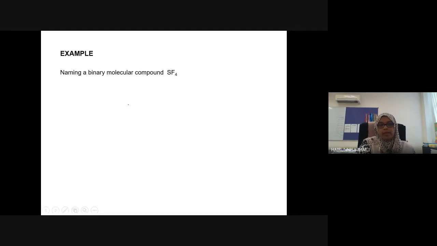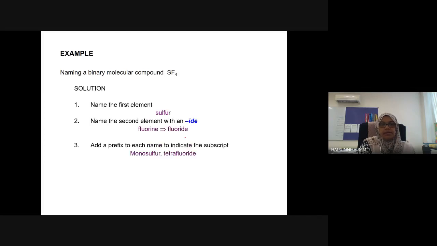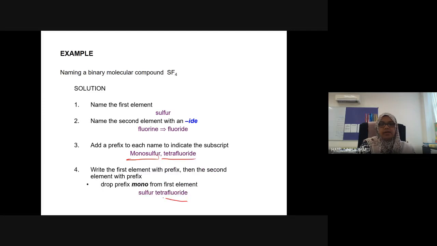Okay, so for example SF4, we know that here sulfur has mono, one, and tetrafluoride has four. But because sulfur is at the front, the name will become sulfur tetrafluoride.